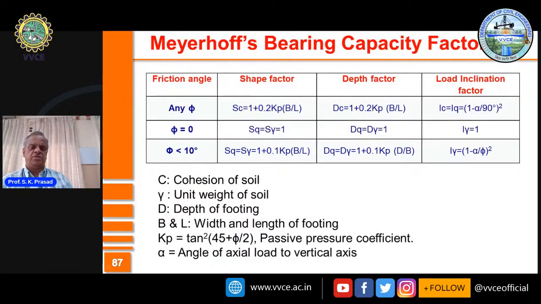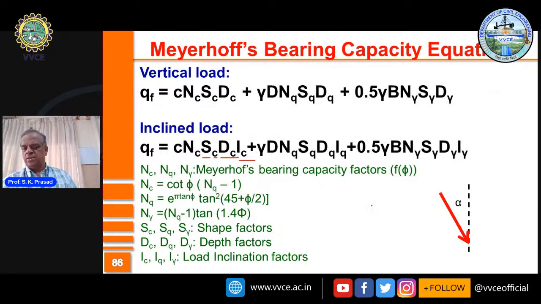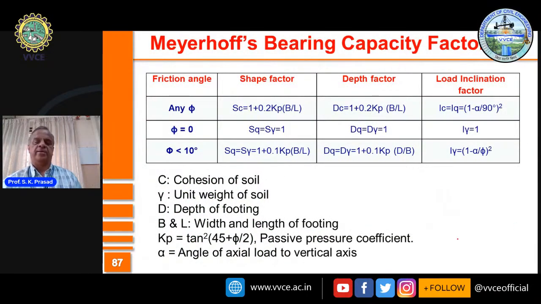So here are the terminologies: C is cohesion, gamma is unit weight, D is depth of foundation, B and L are width and length of foundation. Sometimes, you can use them interchangeably. Generally, the lower of the two is width, and Kp is the passive earth pressure coefficient, which is equal to tan squared (45 plus phi by 2). And then alpha represents the inclination the load makes with respect to vertical. So if it is a vertical load, alpha is 0. If it is a horizontal load, alpha is equal to 90 degrees. So you apply here to find shape factors, 3 numbers, depth factors, 3 numbers, and then load inclination factors, also 3 numbers.